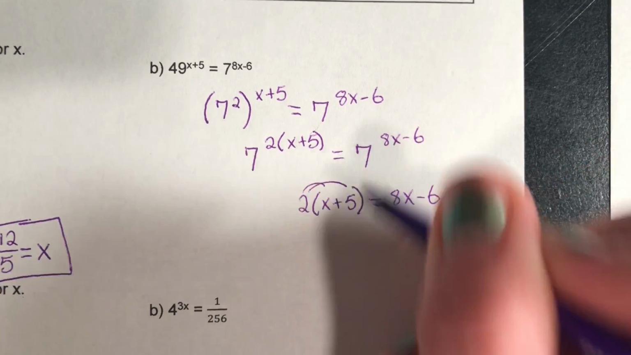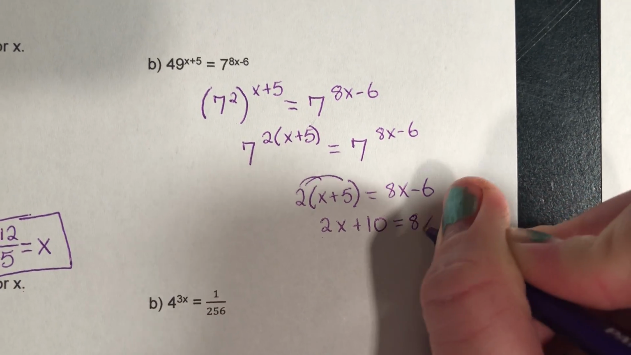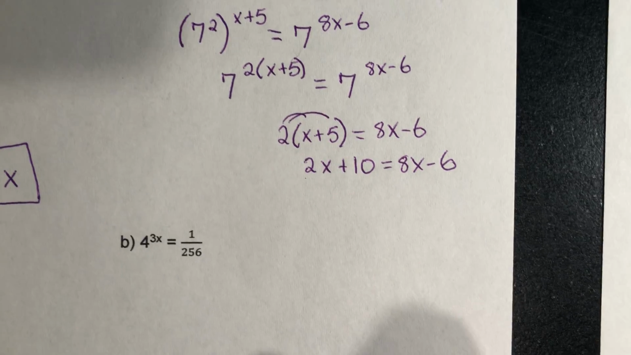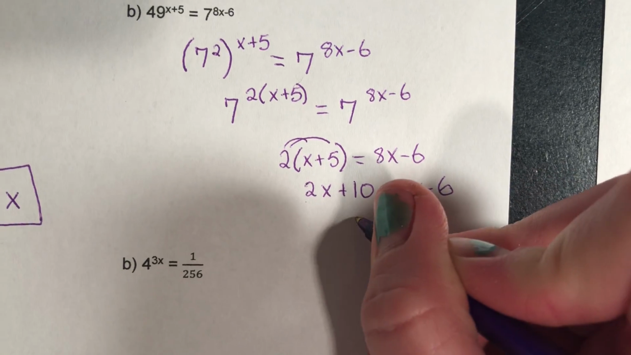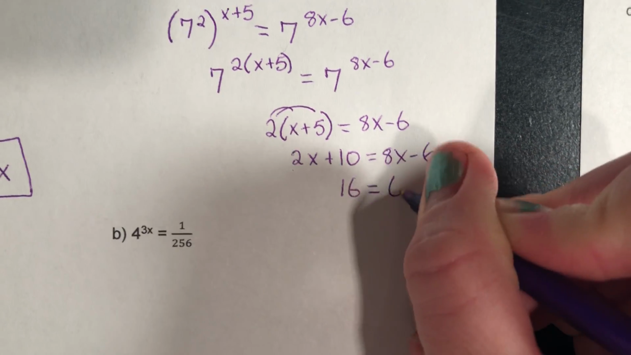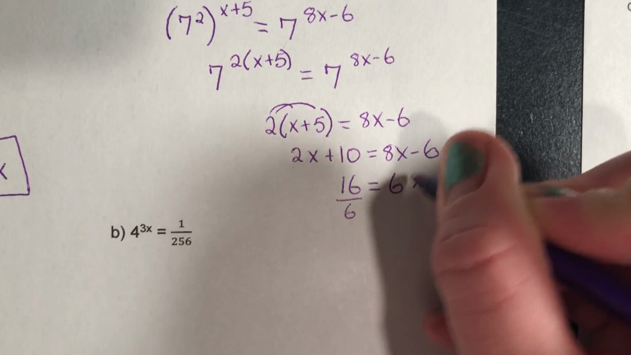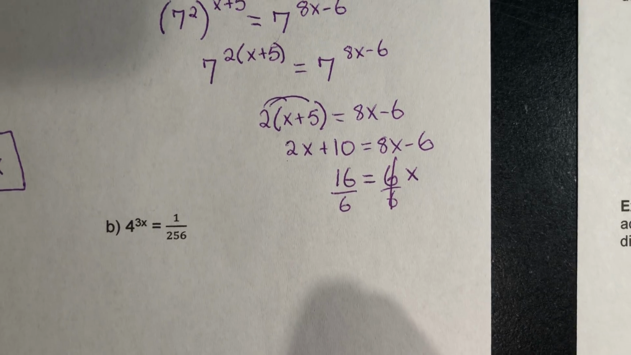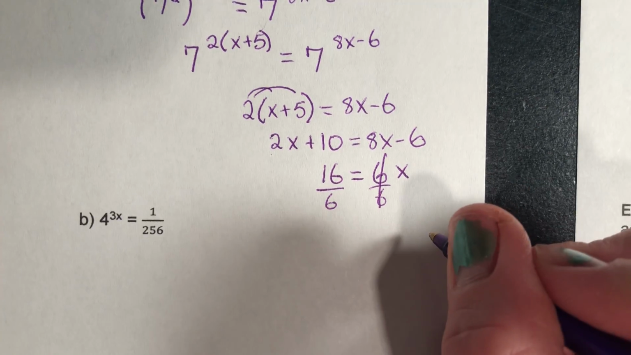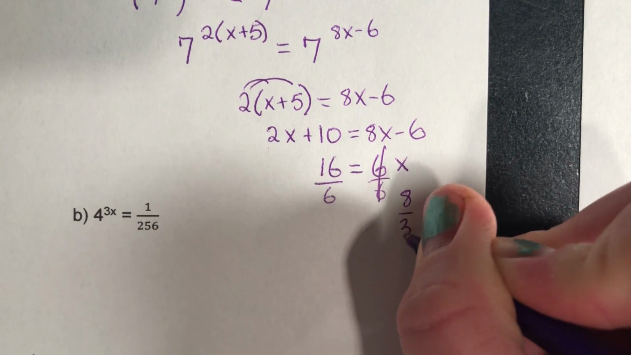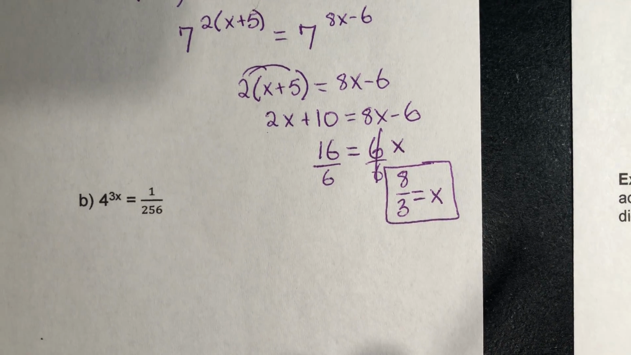Using the distributive property here, I have 2x plus 10 equals 8x minus 6. I'm going to add 6 to both sides and subtract 2x from both sides, so I'm going to have 16 equals 6x. Dividing by 6 on both sides gets us 16/6. However, we do need to make sure that is in the lowest form possible, and so 16/6 reduces to 8/3. And that is our x value.